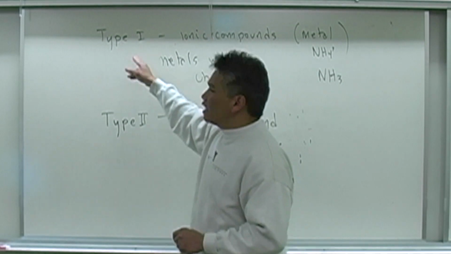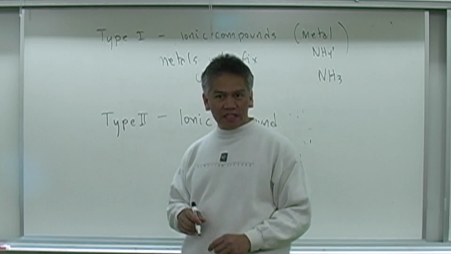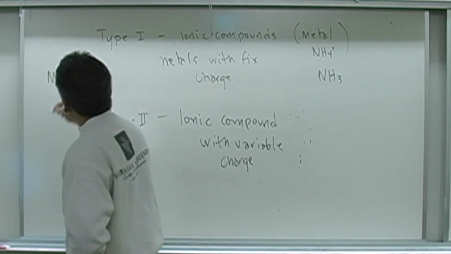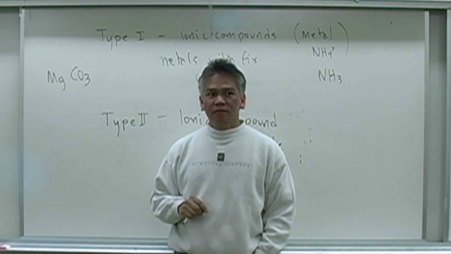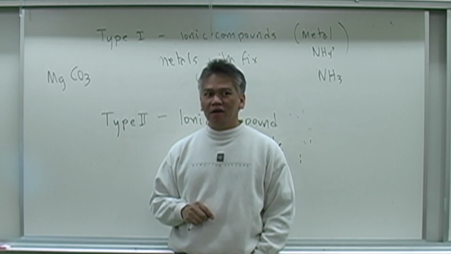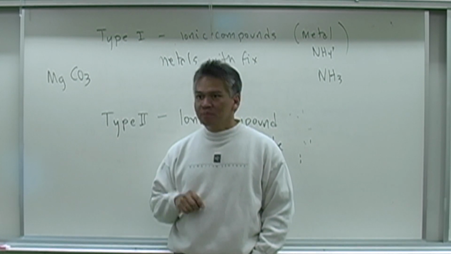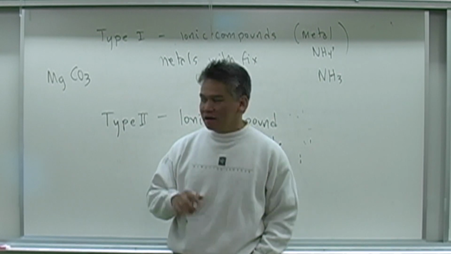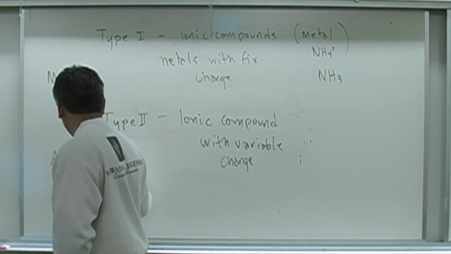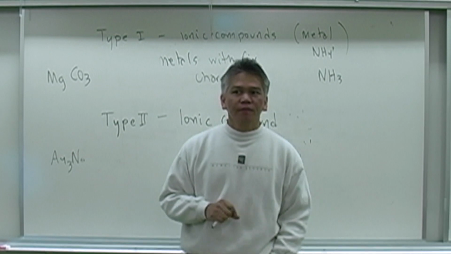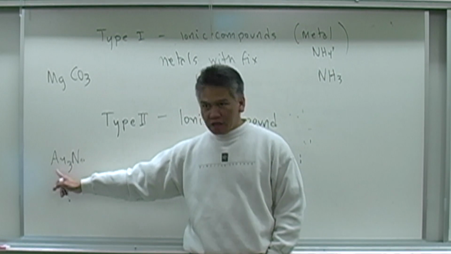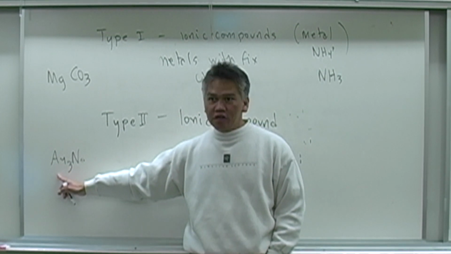So now you can take any element and tell me whether it's a type 1 or a type 2. If I give you an example like MgCO3, is that a type 1 or a type 2 compound? Type 1, because what is the charge of magnesium? Plus 2. It's fixed, right? Okay. How about if I told you Au3N? Type 1 or type 2? Type 2, because Au is gold, and it's not in that list that we just mentioned.